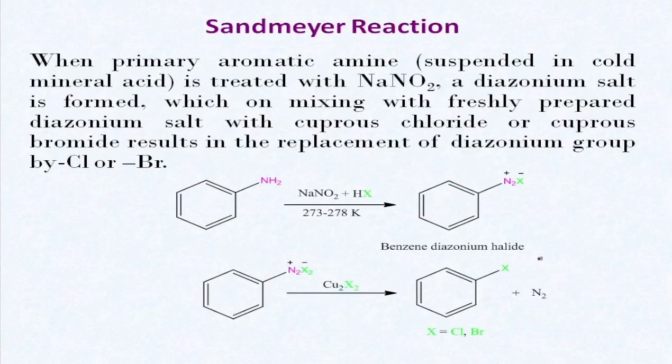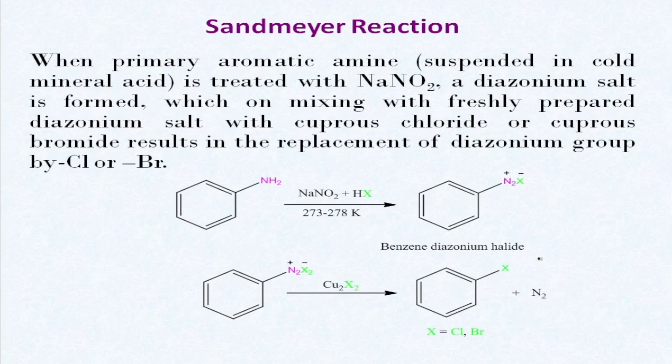Sandmeyer reaction: when primary aromatic amine suspended in cold mineral acid is treated with sodium nitrite, a diazonium salt is formed, which on mixing with freshly prepared cuprous chloride or cuprous bromide results in the replacement of diazonium group by chlorine or bromine.